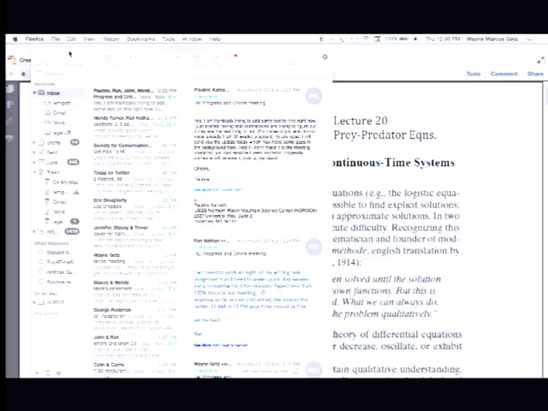And the example I'm going to look at is what is called the Lotka-Volterra equations for predation. So we're going to look at the Lotka-Volterra prey-predator equations.